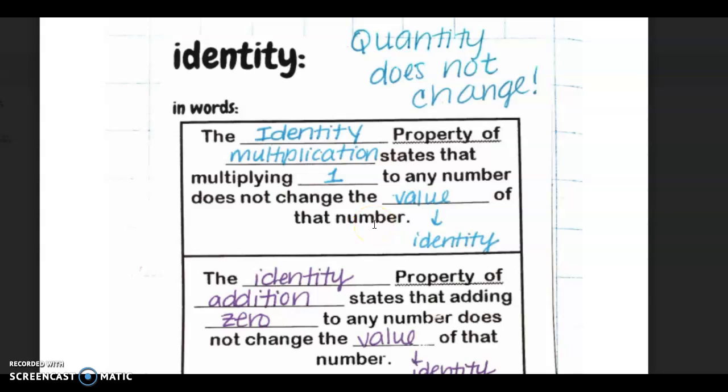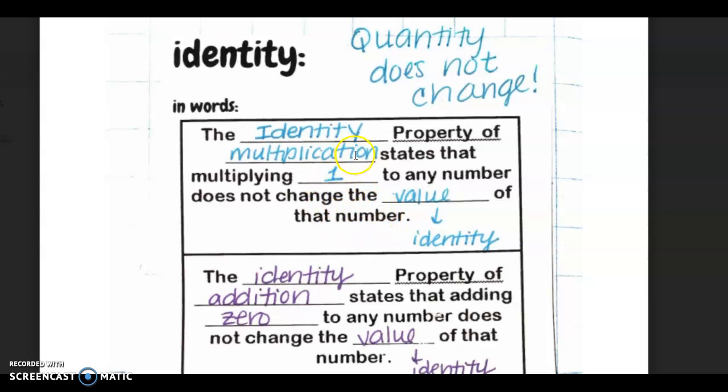This video will go over the identity and inverse properties. For identity, the quantity does not change. It keeps its identity is the way that I think about it. In words, the identity property of multiplication states that multiplying 1 to any number does not change the value or identity of that number. Anytime you multiply by 1, nothing changes.